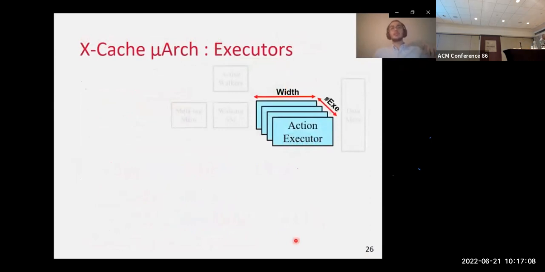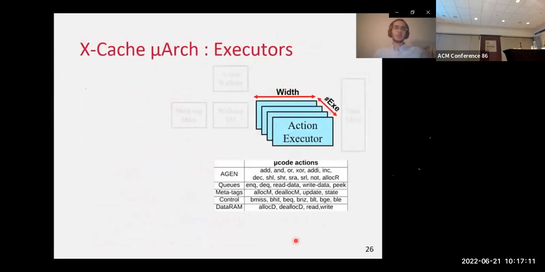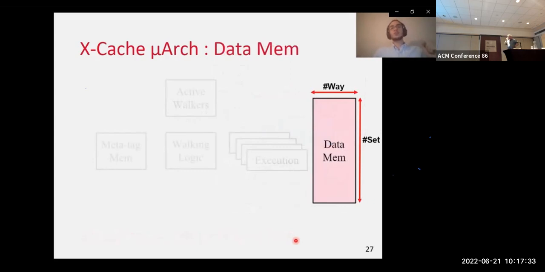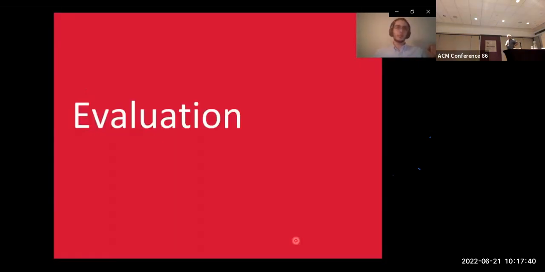The next module is our action executors. So this basically executes our microcoded actions, which are the building blocks of our routines. And also the number of executors can be determined by the user. So we can execute multiple parallel walkers at the same time. And the last module is the data memory, and the number of ways and sets of it can be defined by the user as well.